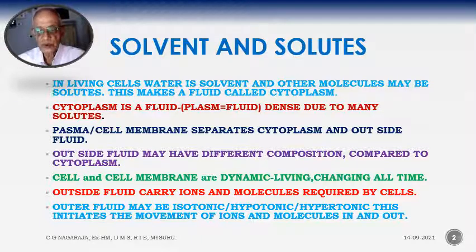Then the outside fluid carries ions and molecules from different parts of the organism. That will be different at different times. If more solutes are there, it becomes a highly thick and dense liquid. If there are fewer solute particles, it becomes watery. So we'll look into those conditions in the next few minutes. The outer fluid may be of three types normally: hypotonic, isotonic, and hypertonic. What they are, we shall see.